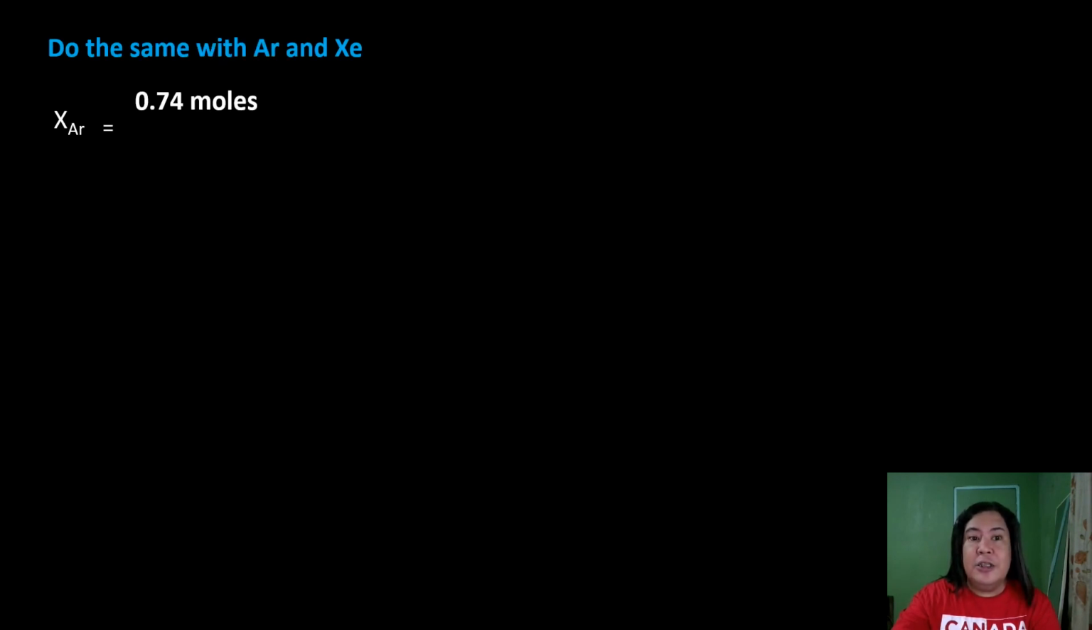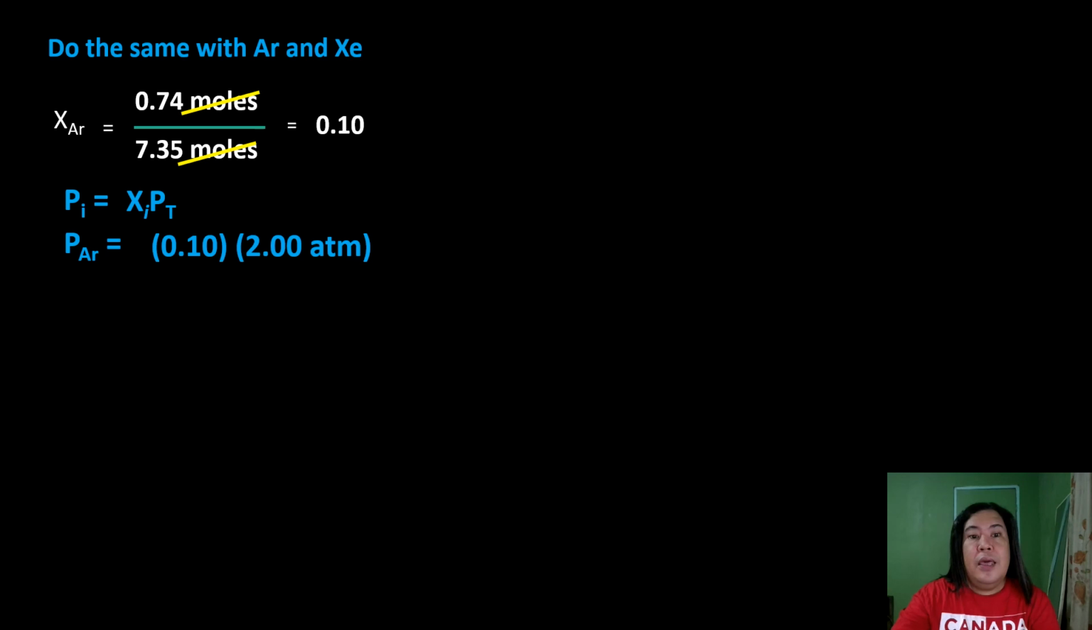For argon, the number of moles of argon is 0.74 divided by 7.35. Cancel the units and you will get the value of 0.10. Then compute the partial pressure exerted by argon: 0.10 times 2.0, the total pressure given in the problem. So the partial pressure of argon is 0.20 atm.